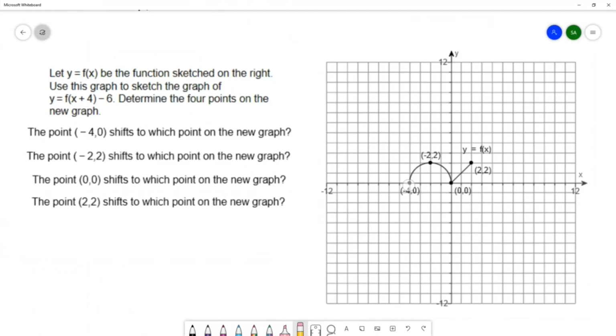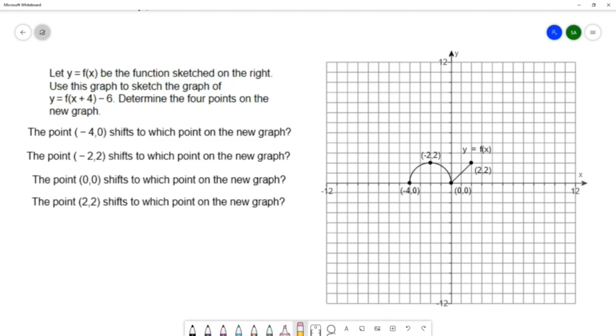If we look at our picture, we have some key points that have been labeled for us: (-4, 0), (-2, 2), (0, 0), and (2, 2). These questions ask us to find the location of these points on our new graph. And once we find the location of these points on our new graph, we'll be able to sketch our new graph.